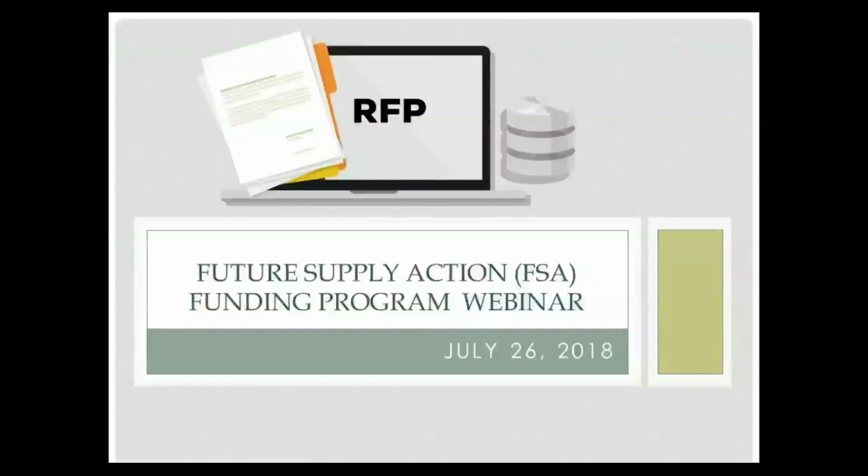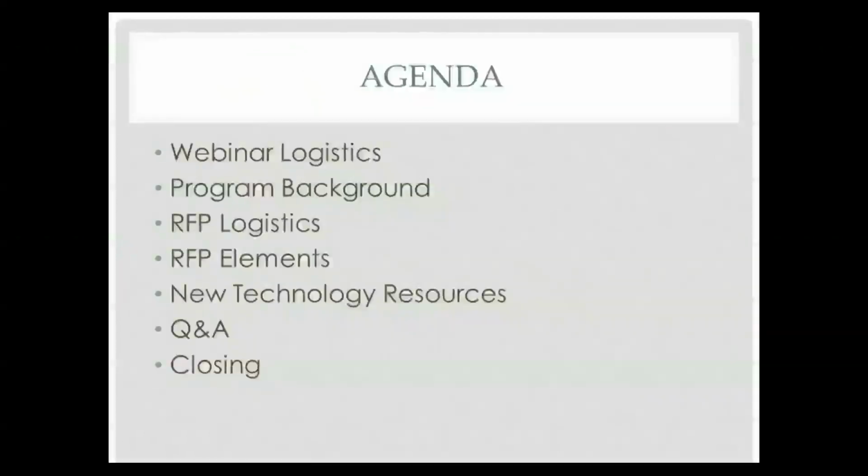So first we're going to go over a quick background. Then we're going to go over the logistics for the request for proposals. Then we're going to go over the proposal elements, and that'll be the bulk of the presentation. And then we'll open it up to Q&A. So we're going to try to go through the presentations first and then answer your questions. Then we'll spend a small amount of time talking about some of the innovation resources we have here at Metropolitan that can help you if you're looking for new technologies for some of your projects. And then we'll close with additional information and reminders.